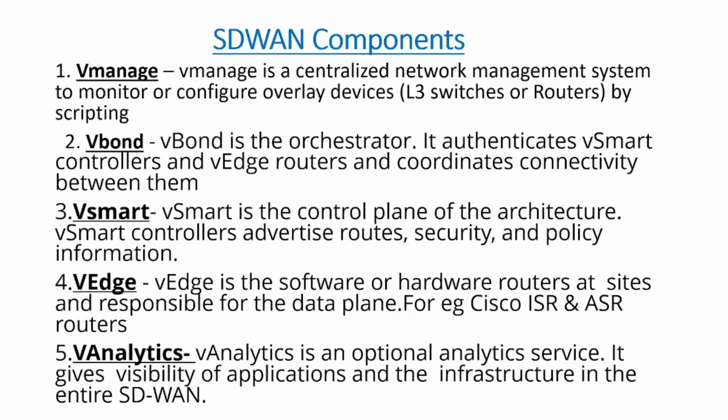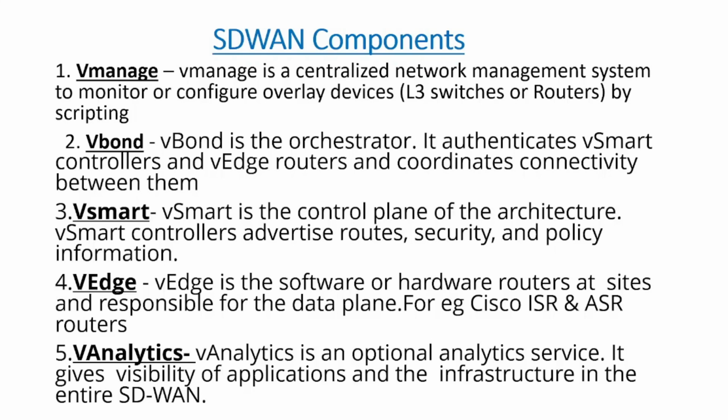Now let's go into the details of the SD-WAN components. First is vManage. What is vManage? vManage is a centralized network management system to monitor or configure any overlay devices, Layer 3 switches or routers, by scripting. We have to deploy the scripting, and vManage is a centralized system which pushes the script to the devices. This is the network management system, and overlay means the network which is forwarding the SD-WAN data through L3 switches or routers.